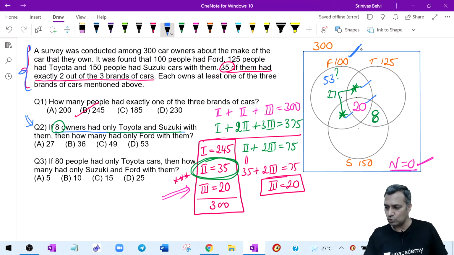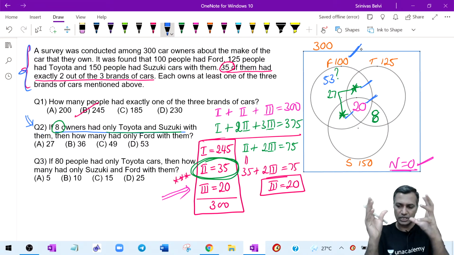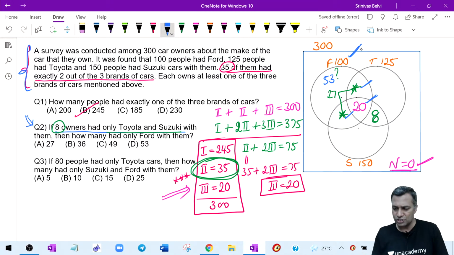Out of 100, already you know these two values, right? These two values are 27. The middle value is 20. Therefore the remaining value is 53. Very simple. Once you have your nuts and bolts, that is how you are going to attack these questions.